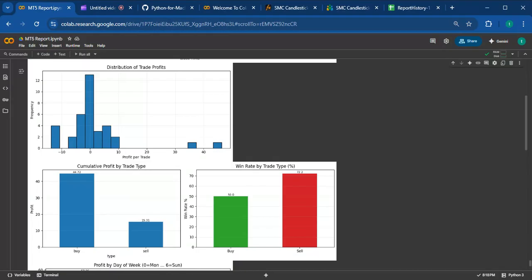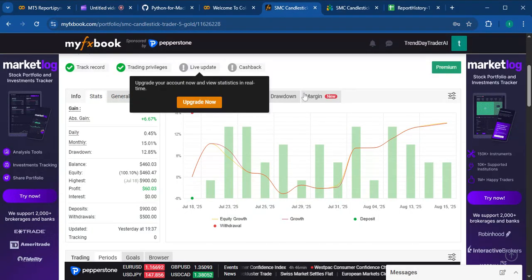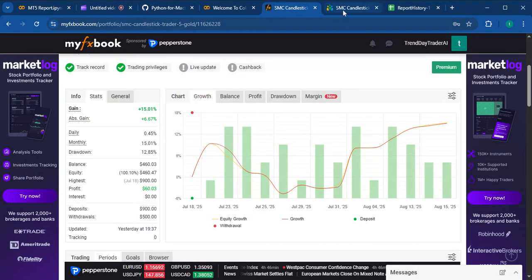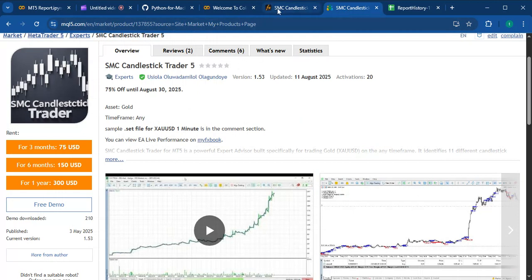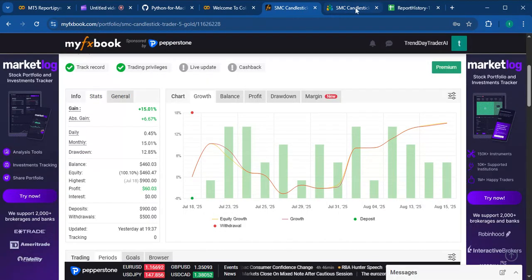In today's lesson, we are going to take a real data set, in this case, a MetaTrader 5 trading report, and walk through how to clean it, analyze it, and extract meaningful insights from it using Python. This is the SMC candlestick EA. It's been online since July 22, and this is the trading report.